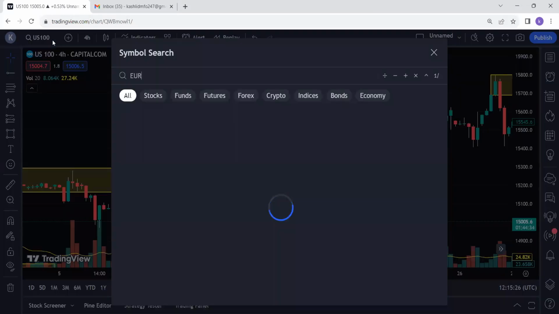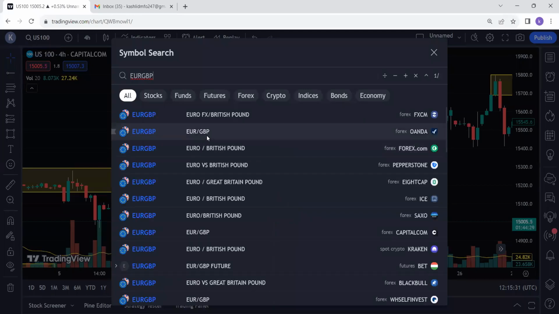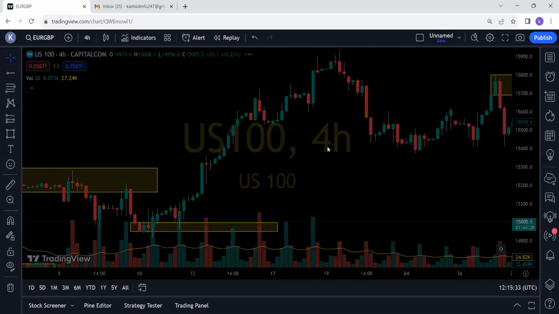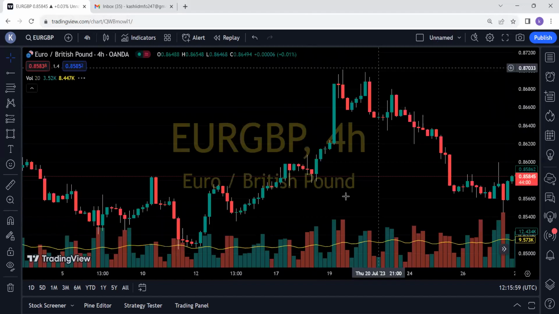Let's look at another example. Let's look at our EUR GBP. So we want to try to identify order blocks. Don't forget, a bullish order block is the last red candle that forms in a downtrend, whether a short-term downtrend or a long-term downtrend, while a bearish order block is the last green candle that forms before the red candle. So this is another good example.